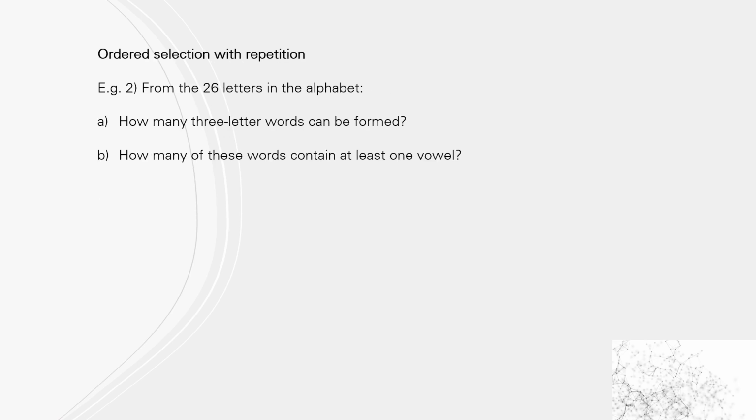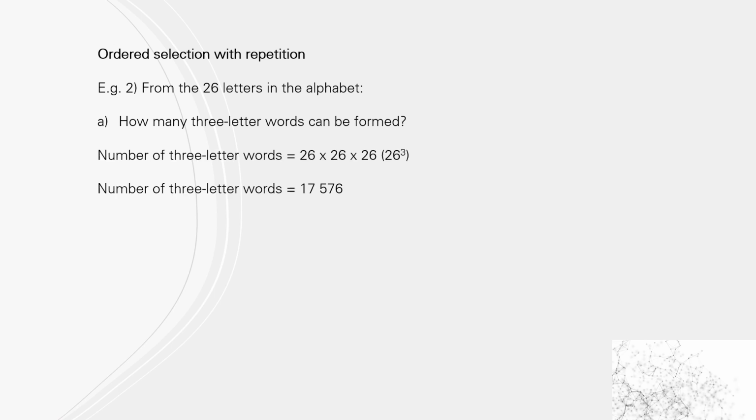Let's look at our next example. From the 26 letters in the alphabet, how many 3-letter words can be formed? And then we're going to look at how many of these words contain at least one vowel. With the 3-letter words, obviously we can have repetition. So that's 26 times 26 times 26, assuming that each letter can be used more than once. So it's 26 cubed, and the number of 3-letter words is 17,576.